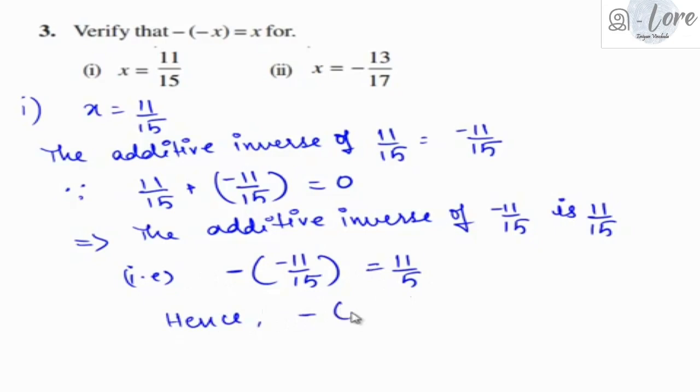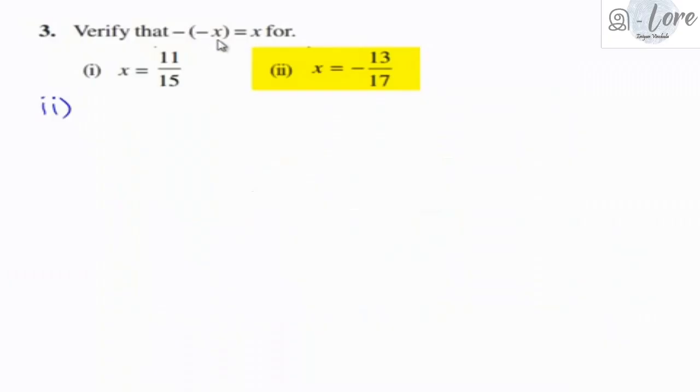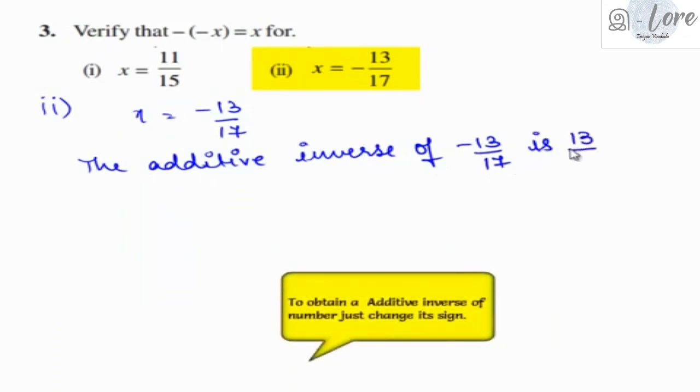Hence, we have verified the statement minus of minus x is equal to x. Now work out the second bit of the third question. We need to verify that minus of minus x is equal to x for x is equal to minus 13 by 17. So we have to consider x is equal to minus 13 by 17 as given. The additive inverse of minus 13 by 17 is, what is the answer? 13 by 17. Good.